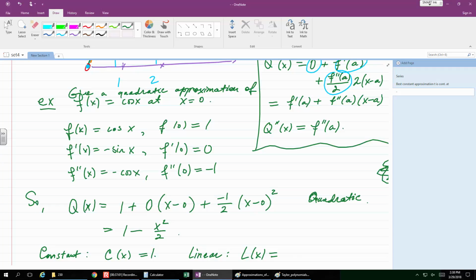A linear approximation shares the point. It still has to pass through the point (1, 0, 1). So, what is it? Oh, the answer is 1.